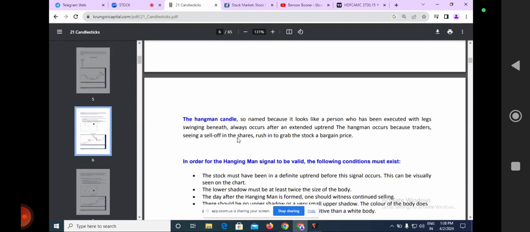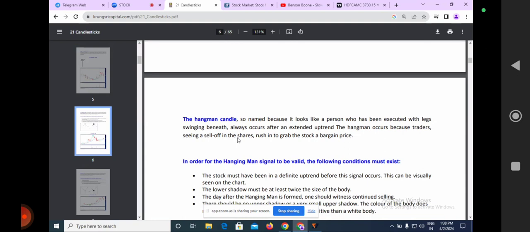See, there are also a few other conditions for a hammer candle. The body of the candle should be like this: if there are three parts of a candle, one part should be the body of the candle, and the next two parts should be the tail of the candle.